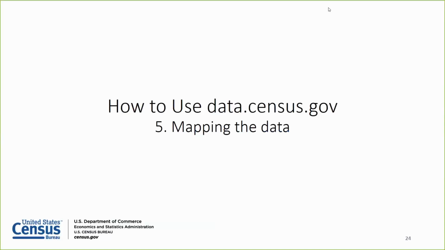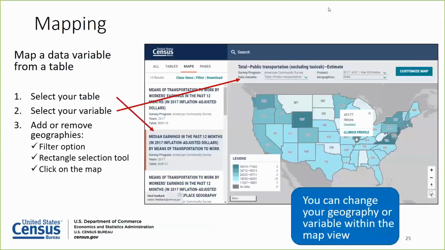So mapping the data is the next thing we wanted to talk about. Once you get on the mapping display, for here it's all states, the public transportation, excluding taxicab estimate. And then you can select your table. If you wanted to change that, you could change your variable from there. And you can add or remove geographies, and make sure that you can change the geography or the variable within the map view instead of having to go back into the table.